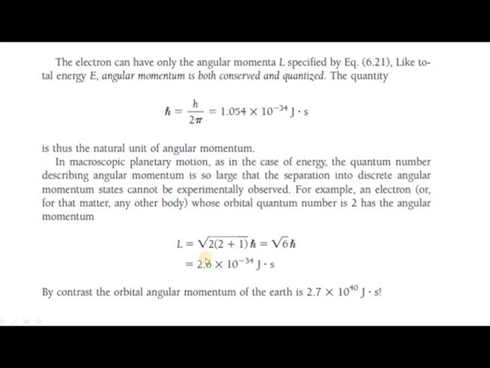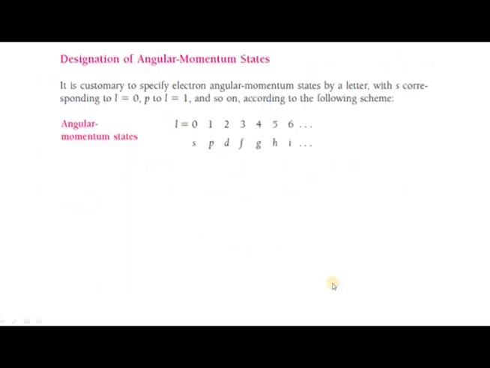And suppose an electron is having an orbital quantum number 2, small l is equal to 2 means capital L is equal to root 6 h cross. It can have a value 2.6 into 10 raised to minus 34 joules second. It is a very, very small value, but the angular momentum of Earth is 2.7 into 10 raised to 40. You can compare it to find the huge difference.